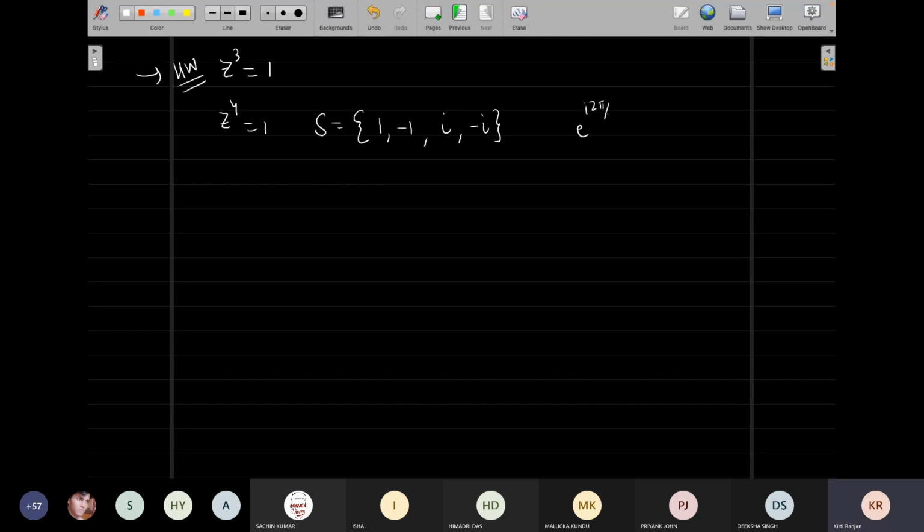e^(i 2 pi over 4), then e^(i 4 pi by 4). How did you get these numbers? I just wanted to ask. By solving the roots of the equation, in complex. But you must have written it, right? This is the simplest way you do that. So I'm just thinking, what did you do?